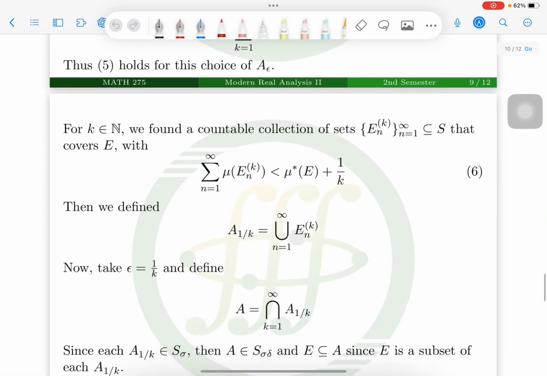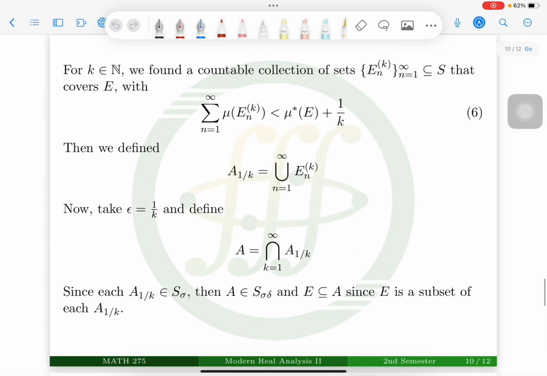Next. So, here, this part is confusing. So, for K in N, we found a countable collection of sets E sub N to the K in S that covers E. So that is identified. Then we define A 1 over K.